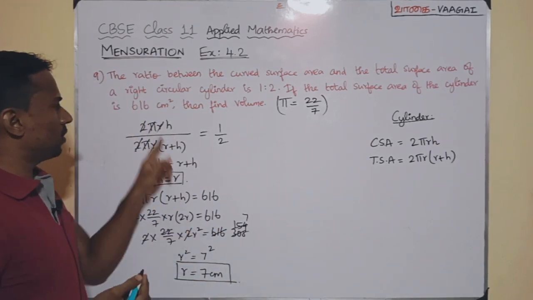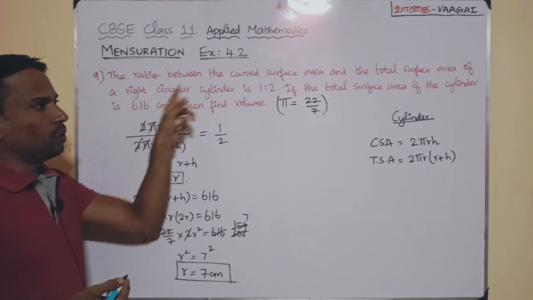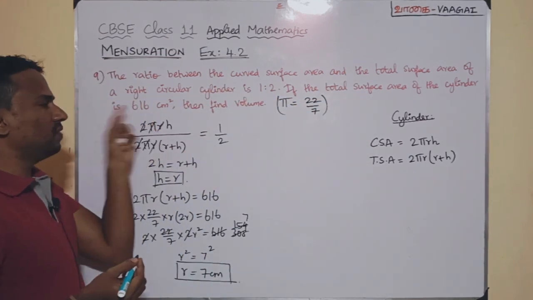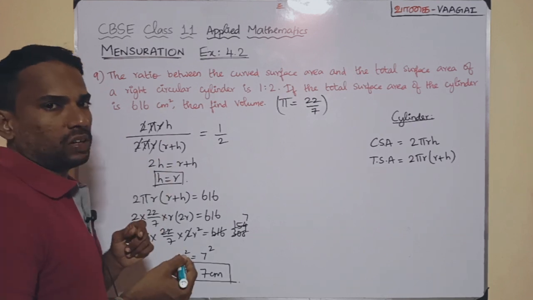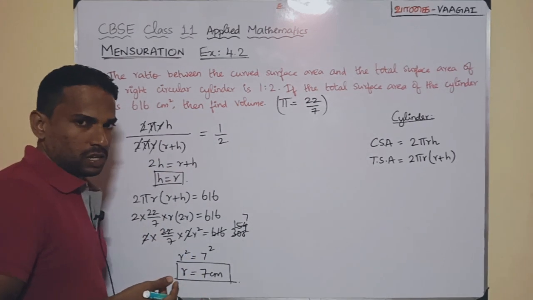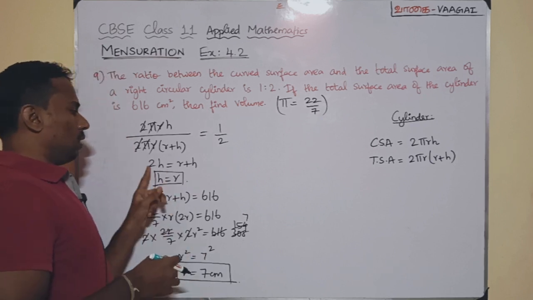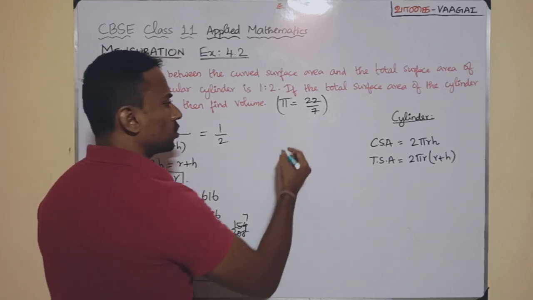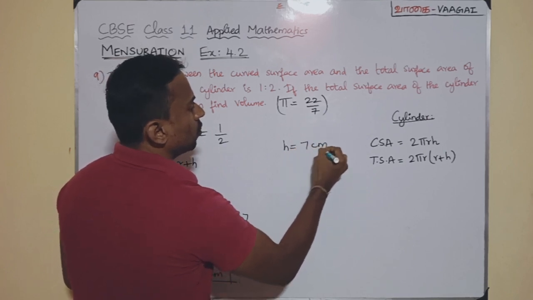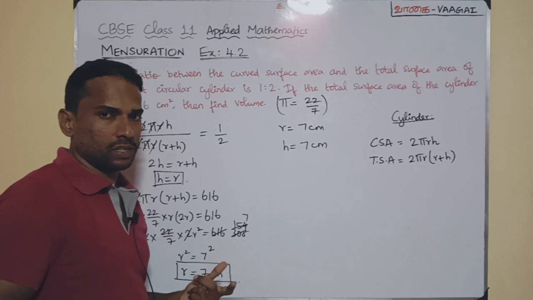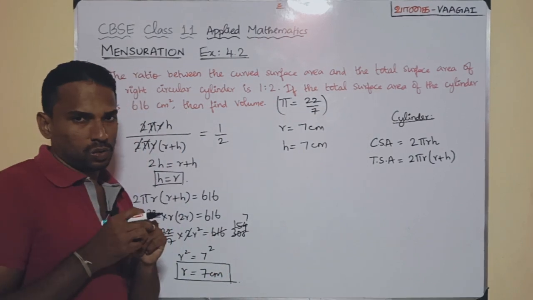Why centimeter? Because here the unit used is centimeter square to mention the total surface area. It is given to be centimeter square. So for the same reason I am taking r as 7 centimeter. Now remember, once r is 7 centimeter, what can you tell about h? H will also be 7 centimeter. So now it's very clear that r is 7 centimeter and h is also 7 centimeter. That's it. Now we can easily get the answer to the problem.